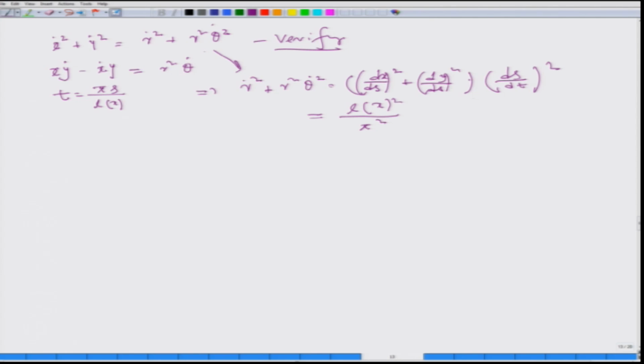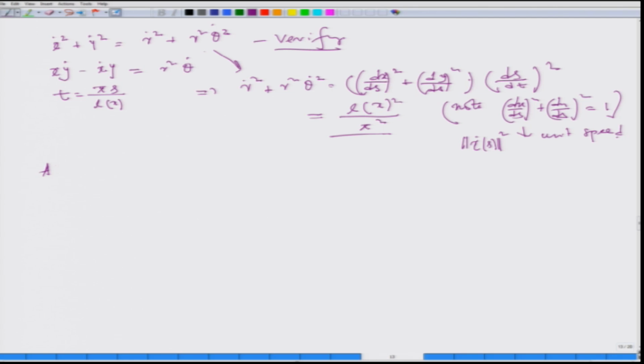Why is this so? Because gamma is unit, we have taken unit speed. Note, this is the norm of gamma dot s, norm square. So, therefore, I get this is equal to L gamma square by pi square.